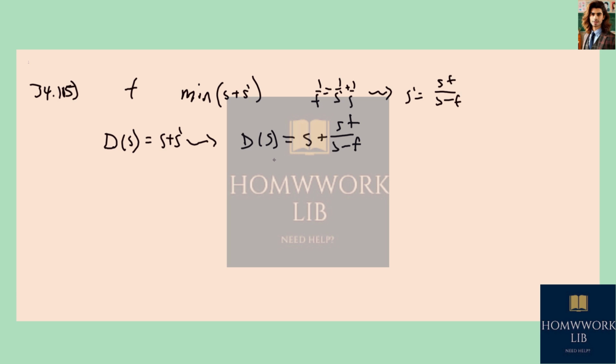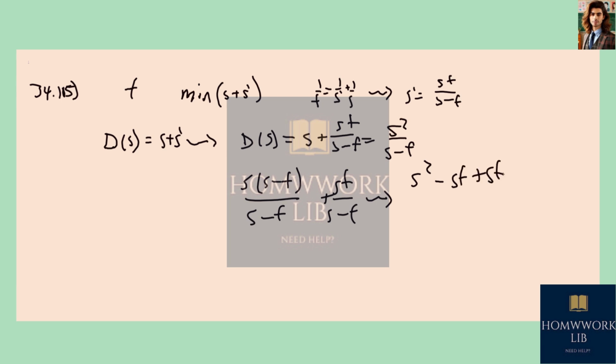So we can also simplify this a little bit. The cool thing is this is equivalent to s squared over s minus f. Awesome. We get that by adding like terms. So we have s times s minus f over s minus f, plus sf over s minus f, and this equals s squared minus sf plus sf, all over s minus f. So that's how we get to that.